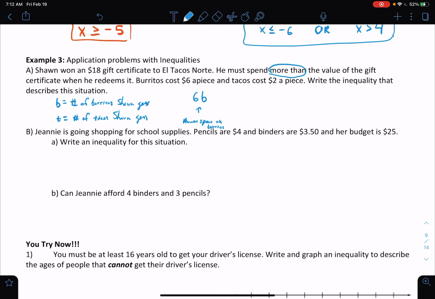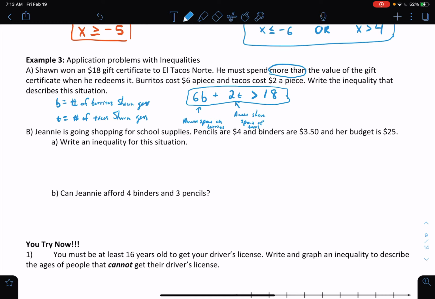Plus tacos, which are $2 a piece. So that's going to be 2T. This is going to represent the amount Sean spent on tacos. If I take those two amounts and add them together, it must be more than the value of the gift card, and the gift certificate is $18. So this is what the inequality looks like: 6B plus 2T must be greater than 18. You see that standard form because we've got two different variables there, burritos and tacos.